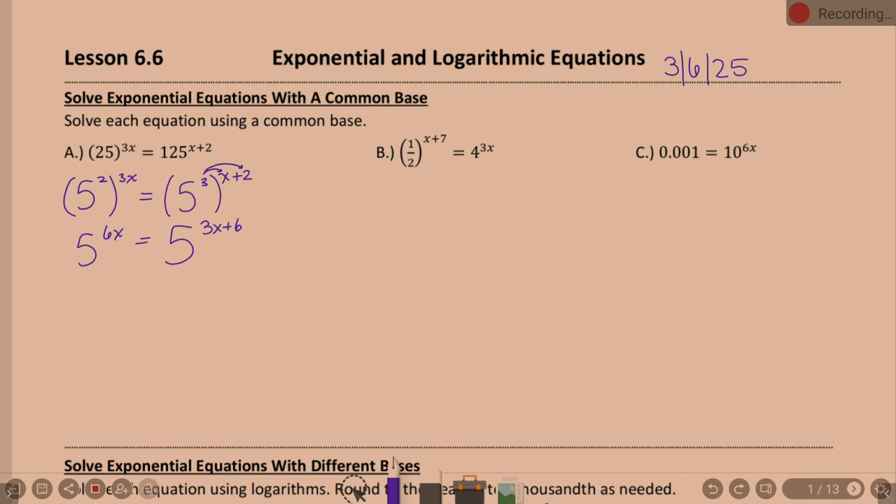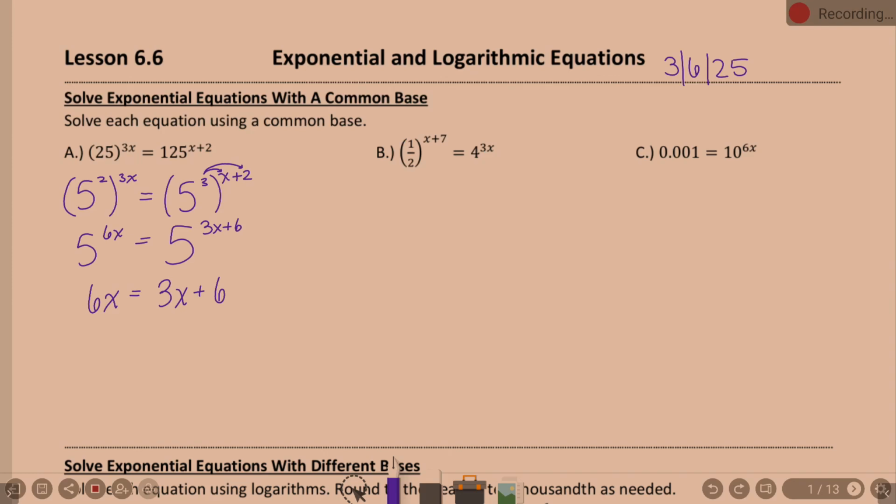The bases are the same. They're both base 5. What should that mean about the powers? They're the same. Think logically here. If it's 5 to some power equals 5 to some power, those powers have to be equal. So to finish this problem off, drop off your 5s and set up the equation 6x equals 3x plus 6.